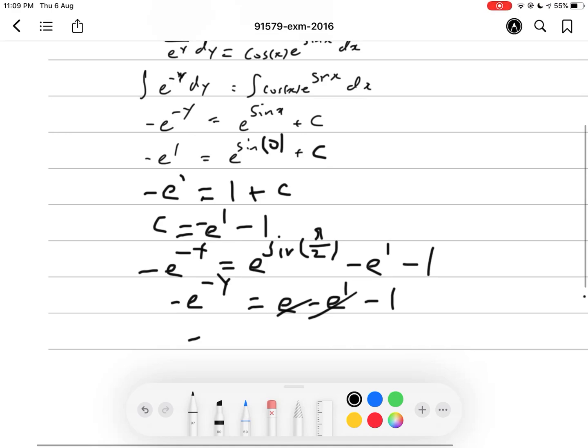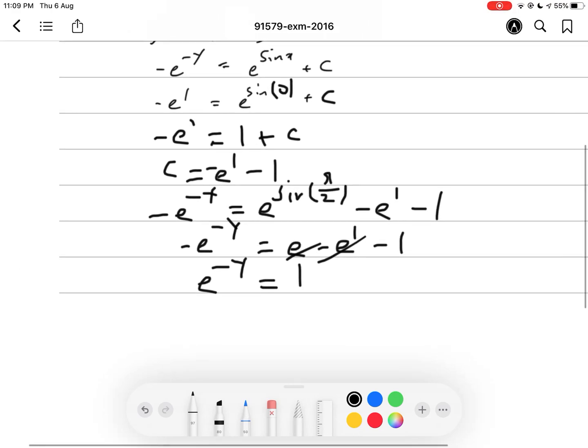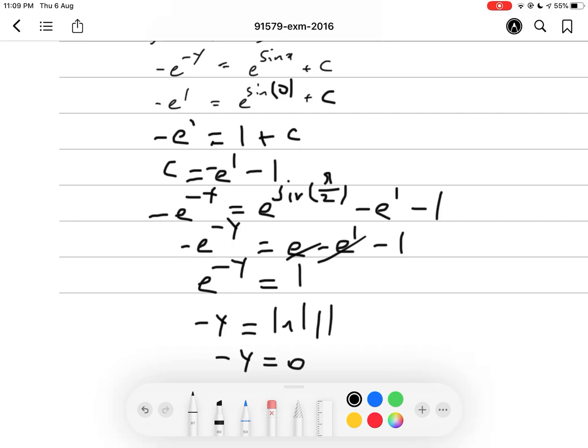So therefore, we will get that e to the power of negative y equals 1. Take the ln of both sides, we get negative y equals ln of 1. So therefore, we'll get that negative y equals 0. Therefore, y equals 0.